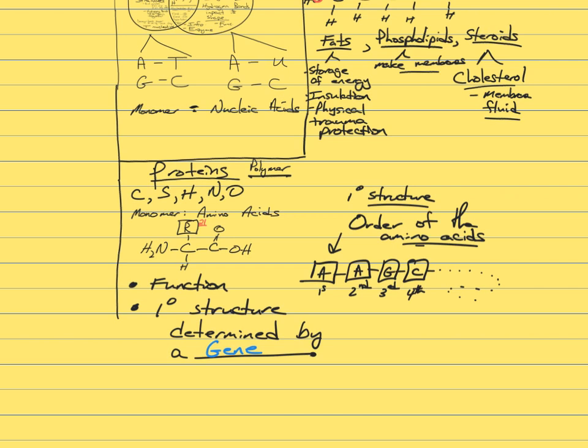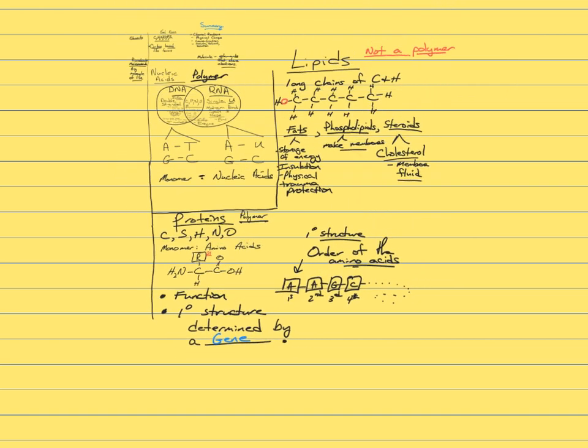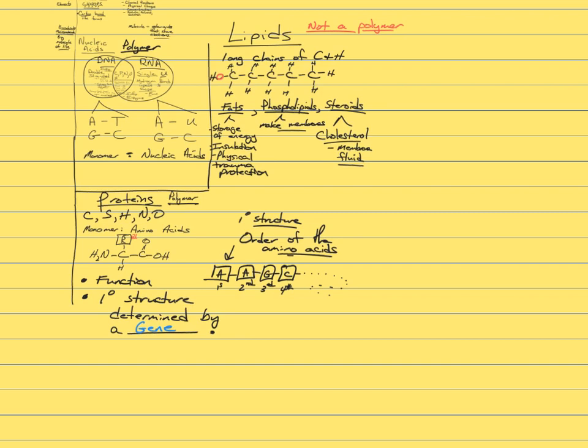So we're talking about a gene here. That's what a gene does. A gene makes a protein, and which protein it makes is going to determine how well that protein works, what it does, and we'll talk about that in just a second. What's the fourth biomolecule? Carbohydrates.